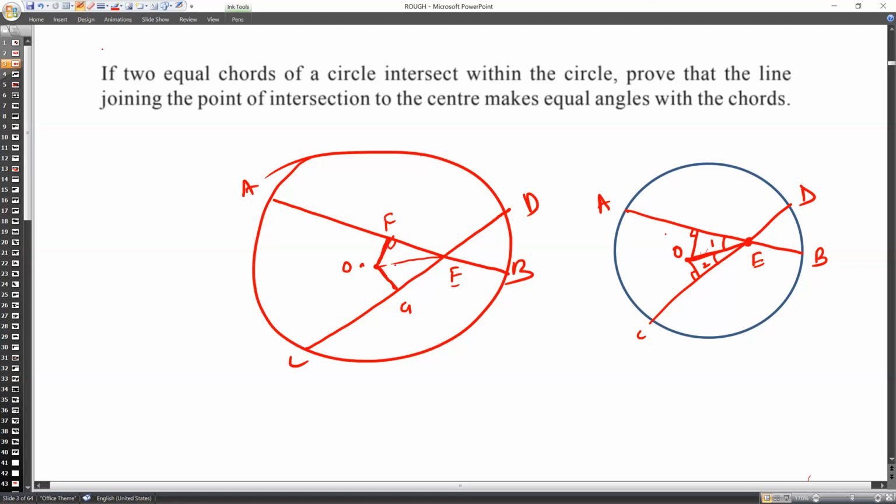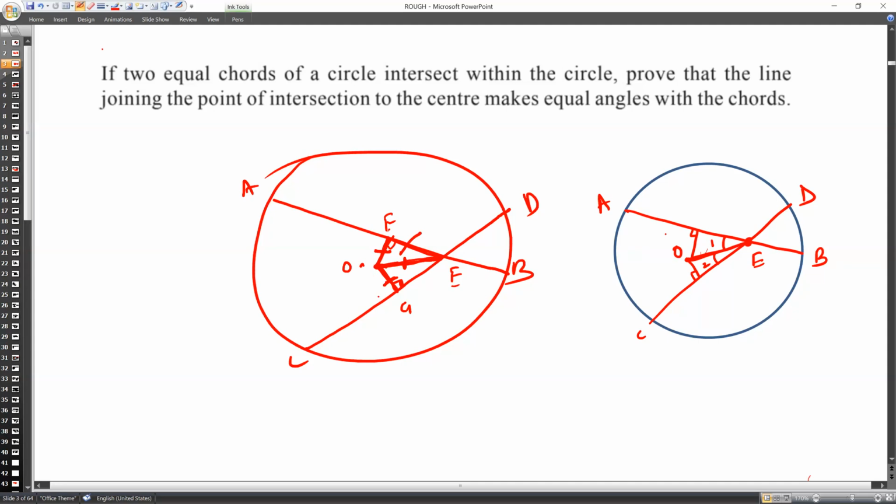So you will take this triangle and this triangle. In this triangle, this will be equal to this because the two chords are equal, so the perpendiculars drawn on the equal chords will be equal. The second reason is that this is a common side and this is 90 degrees. The side in front of 90 degrees is the hypotenuse. So by RHS, triangle FOE will be congruent to triangle GOE.